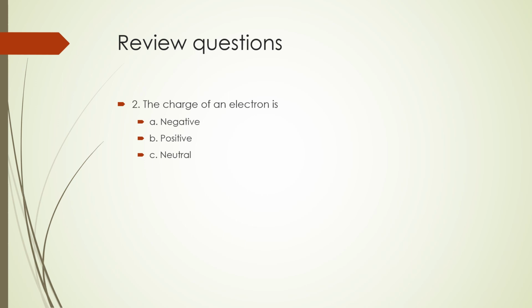Next question: the charge of an electron is, and you have a few choices. Negative is the first choice, positive is the second, and neutral is the third choice. The correct answer for the charge of an electron is negative.